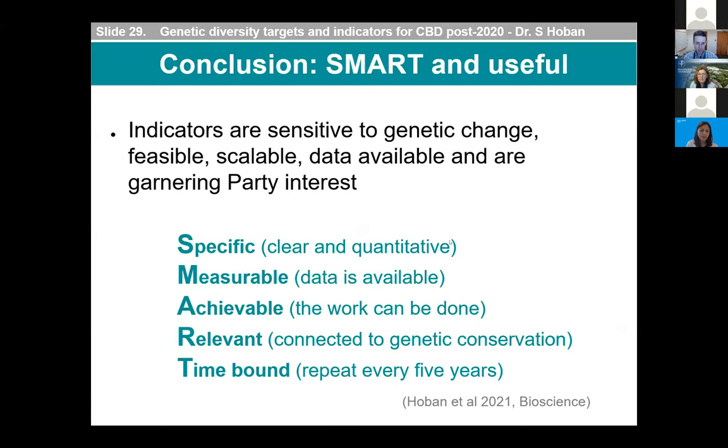I conclude that the indicators are sensitive to genetic change, they're feasible, scalable, there's data available, and an increasing number of parties are interested in trying them out. Thank you very much.